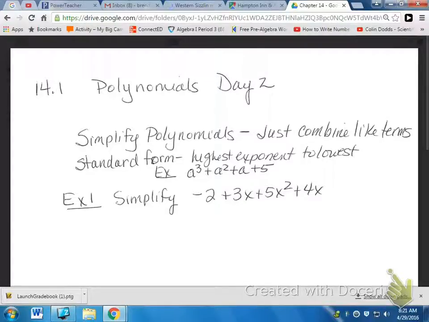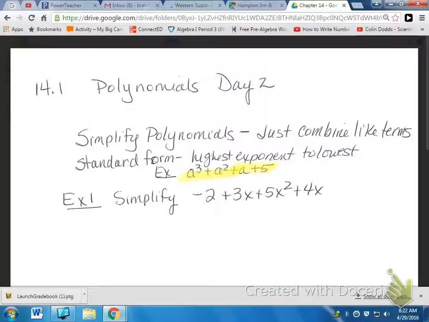That means the highest exponent term comes first, and then it goes down till finally a plain constant term at the end. So I have an example there that shows you it would be something like a to the third plus a to the second plus a plus just plain 5. So the constant term always comes last. You start with the highest exponent and then go down.